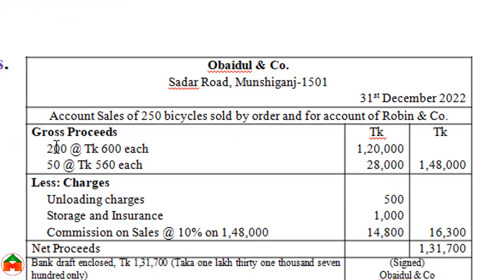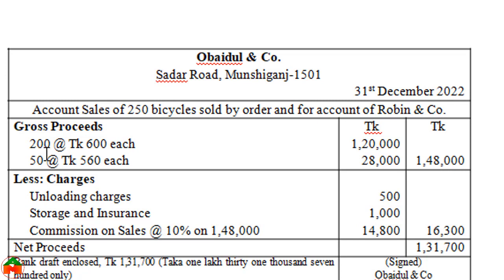We can see here Obaidul is the agent. He mentioned the sale proceeds, I mean the revenue from selling 200 at the rate of 600, that is 120,000, and 50 bicycles at the rate of 560, that is 28,000. Total 148,000. And from this revenue, I mean sale proceeds, the consignee should charge the unloading charge, that is 500, storage and insurance charge, that is 1000, and commission at the rate of 10%.